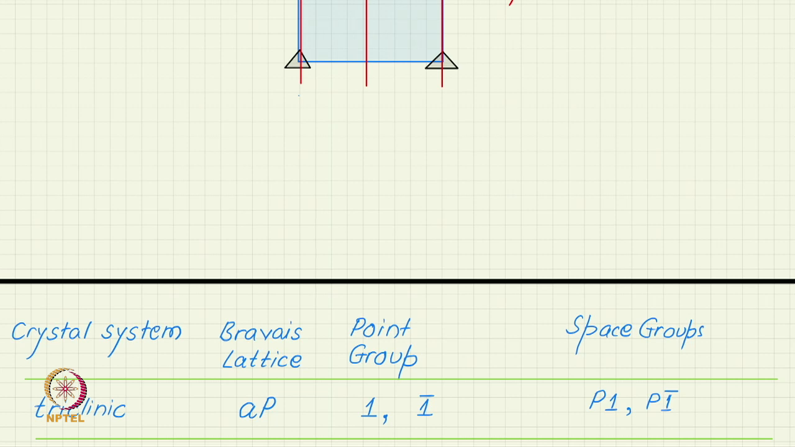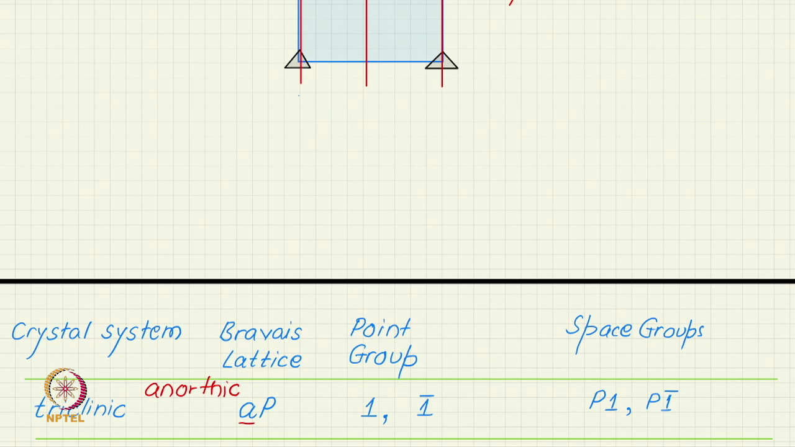So, for example, in the triclinic crystal system, we have only one Bravais lattice, which is the primitive triclinic. The triclinic symbol is A, representing anorthic, and we have seen that in the triclinic system there are only two point group symmetries possible, 1 and 1 bar, identity or center of inversion. So, only these two point groups are there and only one lattice is there.